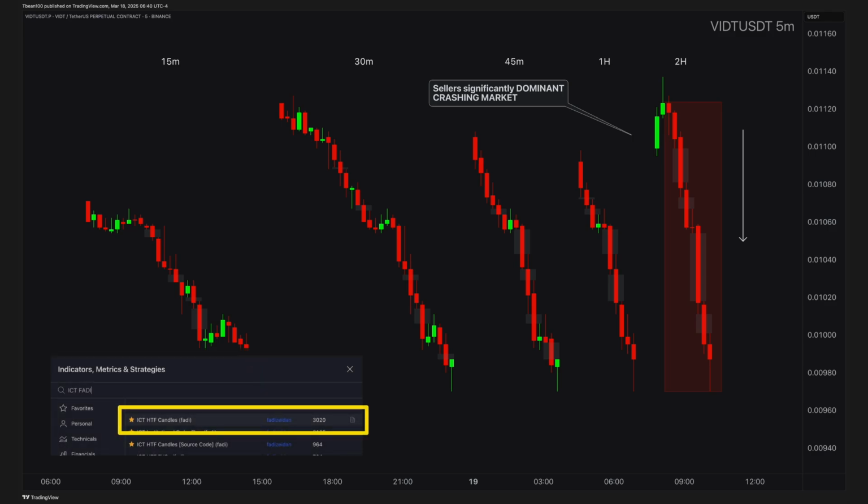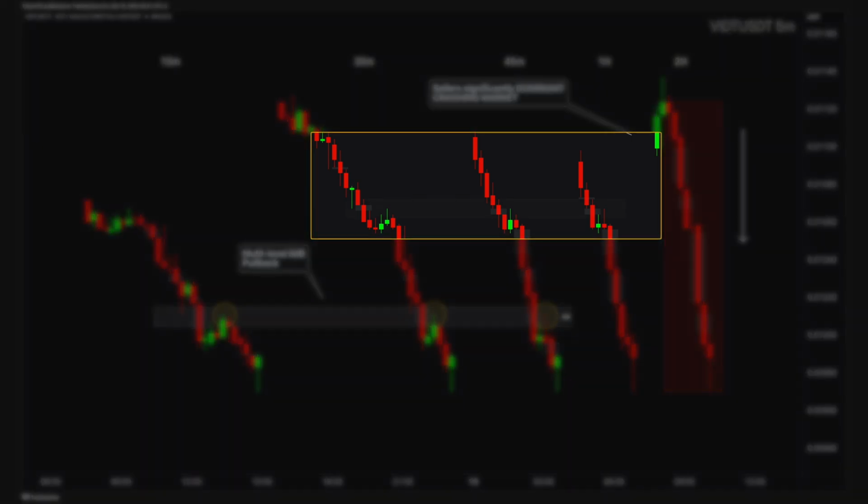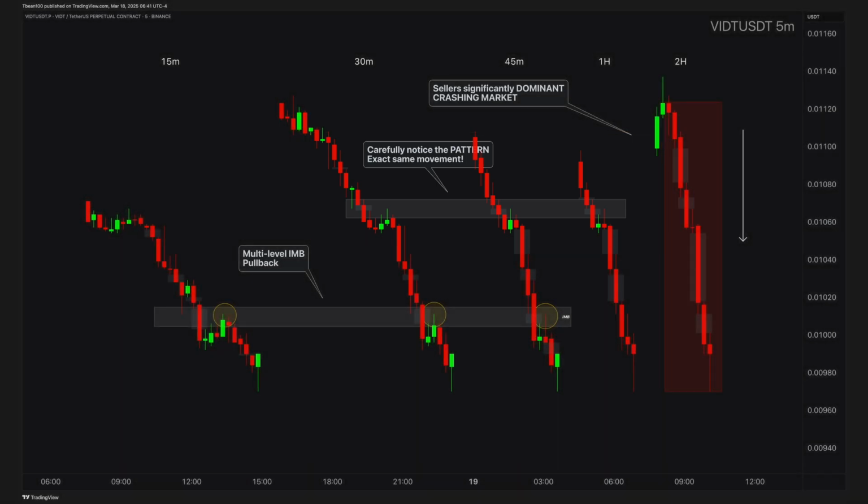Again, by using our best indicator called ICT high time frame candles, I was able to see multi-level price action here in a single layout. At some point, price tries to make a decent pullback into this multi-level imbalance zone right here, which gives you a clear trading zone. And if you just look above, you can also notice that the exact same price action pattern is happening one more time. This is a very repetitive pattern found in rallying or crashing assets, and it can be used in Forex, indices, and crypto as well.